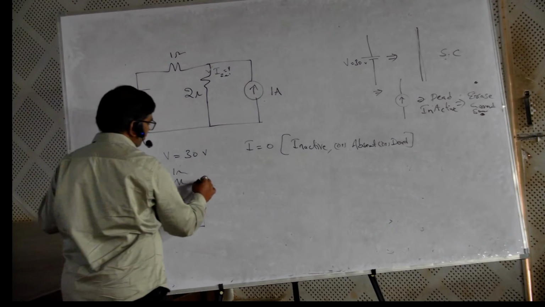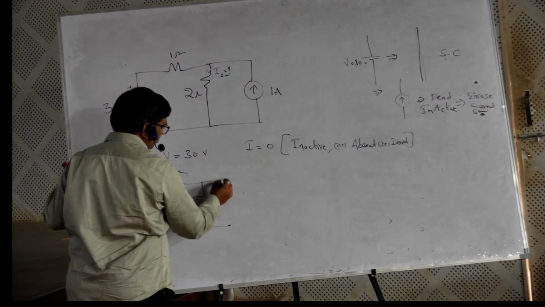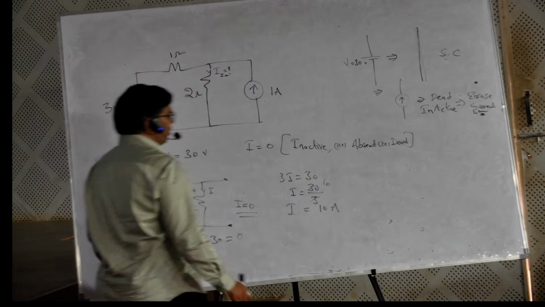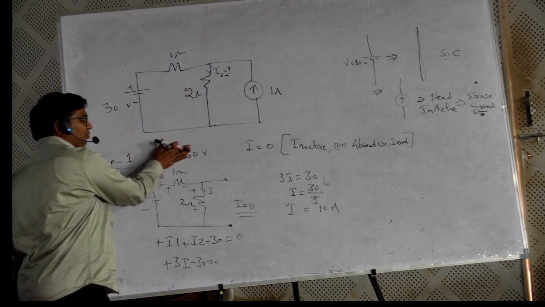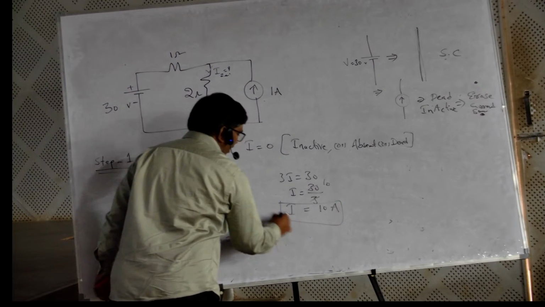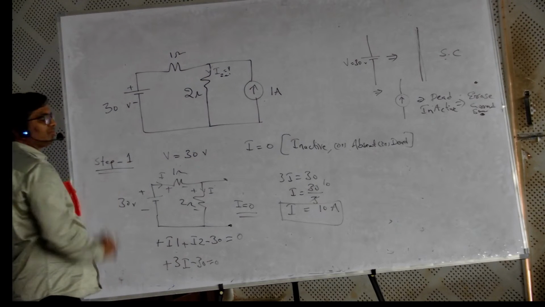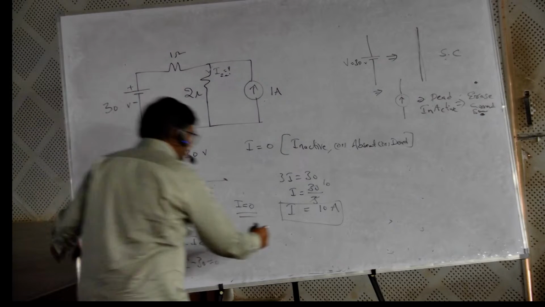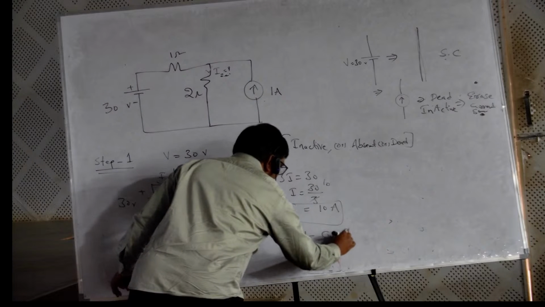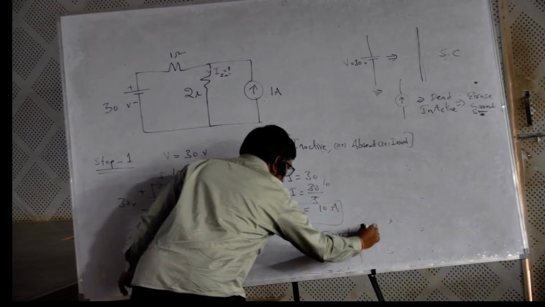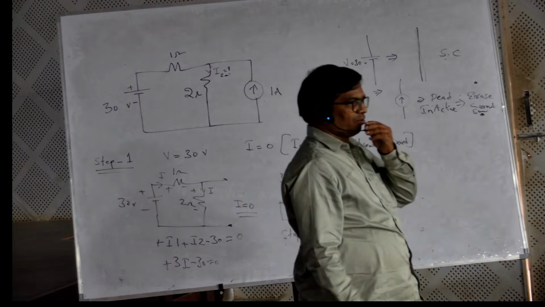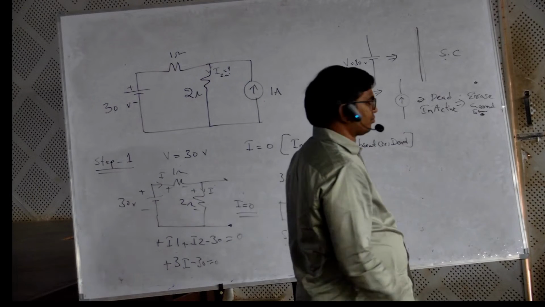So here, how much is the current? It is 10. When we consider only the voltage source, with the current source 0, the current is I is equal to 10. So this is step 1. Step 1 current is 10. Kindly listen and note down. This is the first step.